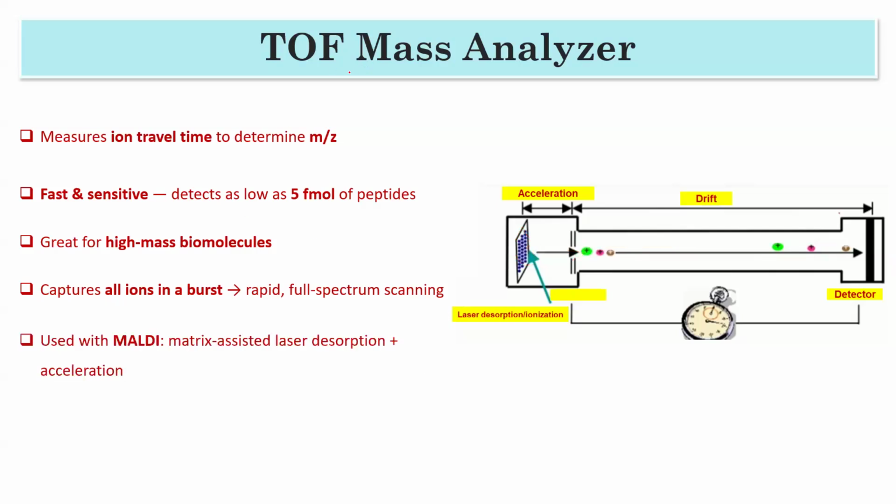Normally this kind of mass analyzer is used with MALDI. You must have heard of MALDI TOF, because we are using MALDI for ionization and TOF as the mass analyzer. That's how MALDI TOF was invented. Because we are using a desorption method, we can even use it for proteomics and biomolecular analysis.